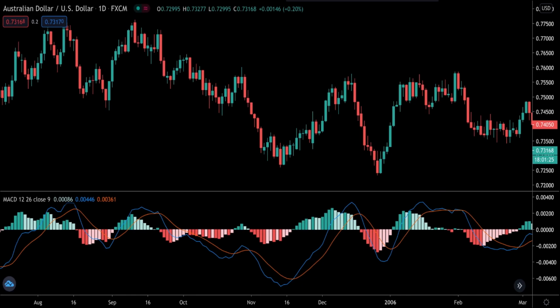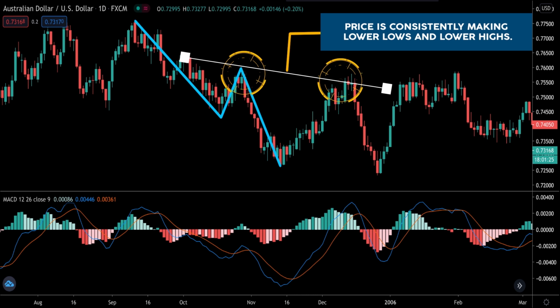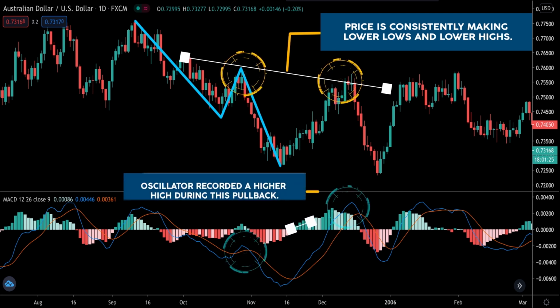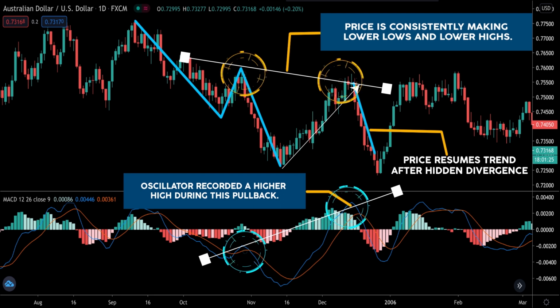Here's another example, except that this is a bearish scenario. Here we have the price trading in a strong downtrend, and we can see that price is consistently making lower lows and lower highs. If you look into the oscillator, you will notice that the oscillator recorded a higher high during this pullback. That's our bearish hidden divergence there, and look at what happened to price afterwards.